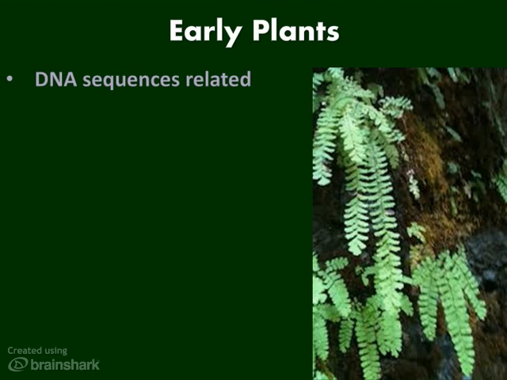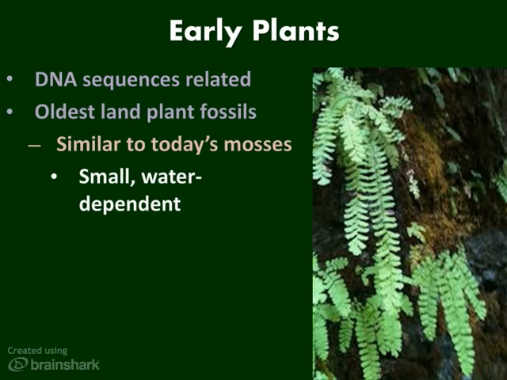Fossils of the first land plants, some 450 million years old, are also very similar in size and structure to the mosses that we see today in dim, damp places. The fossil record suggests that these were the first land plants, small and dependent on water to complete their life cycle, but very much like mosses today.